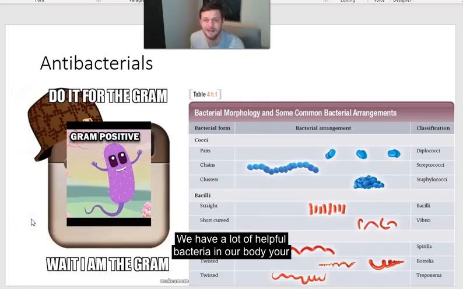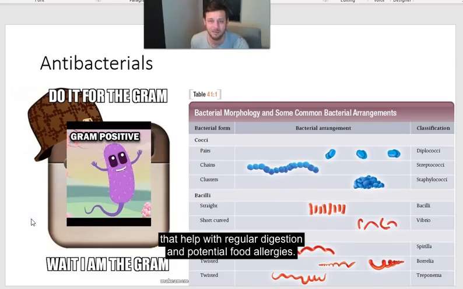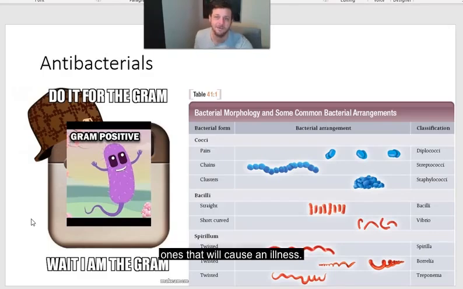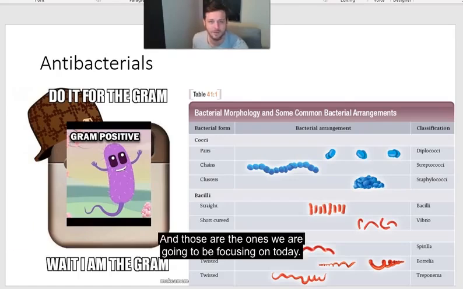We have a lot of helpful bacteria in our body, your natural flora, especially in the gut, that does a lot of things that help with regular digestion and potentially food allergies, Crohn's disease, but we also have pathogenic bacteria, ones that will cause an illness. And those are the ones we're going to be focusing on today, right?